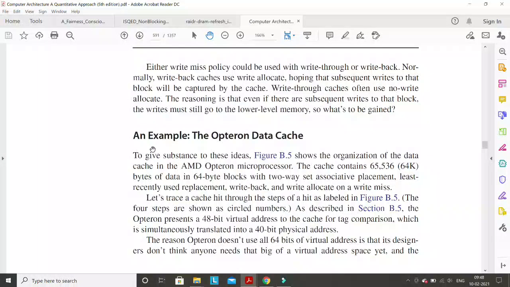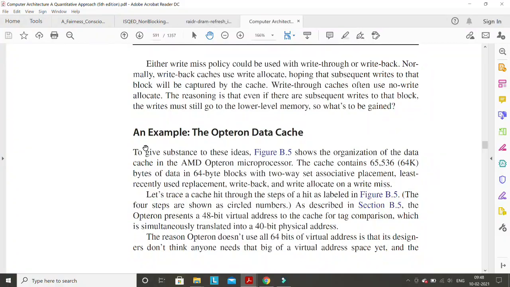Then this example you can exclude. You can read it, because this is just a real life example of set associative cache and how cache works. If you don't have time, then you can exclude this subsection also. But if you have time, you can also read this section.